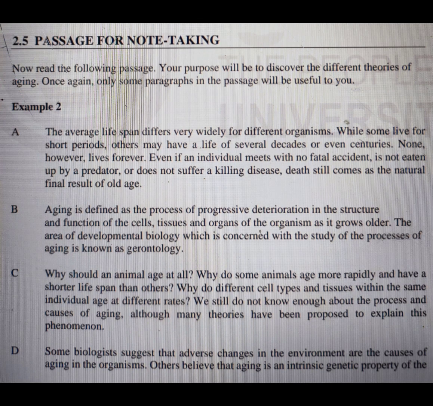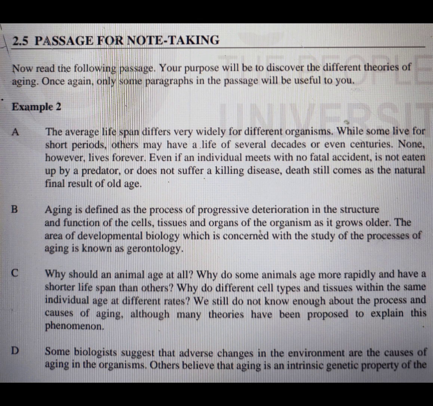C. Why should an animal age at all? Why do some animals age more rapidly and have a shorter lifespan than others? Why do different cell types and tissues within the same individual age at different rates? We still do not know enough about the process and causes of aging, although many theories have been proposed to explain this phenomenon.